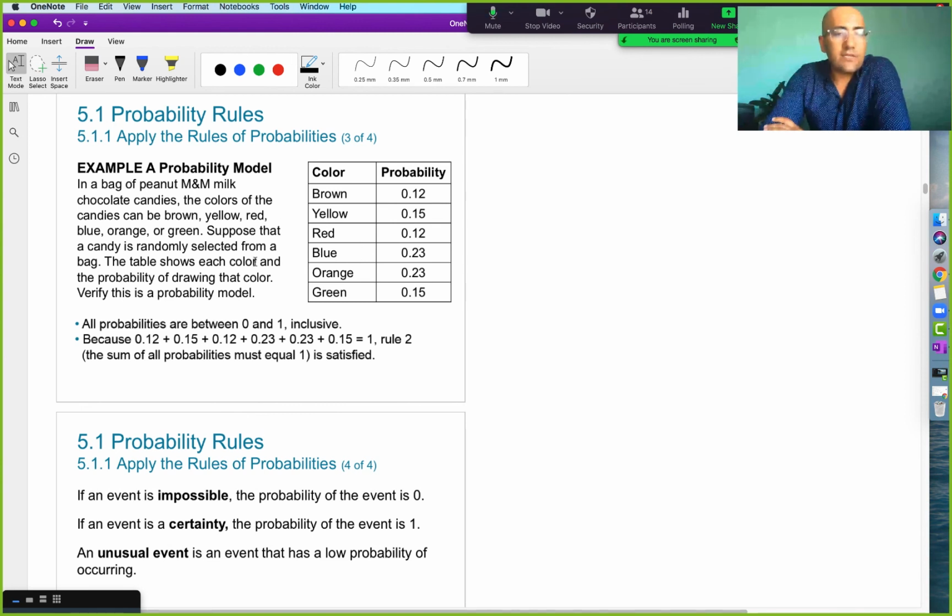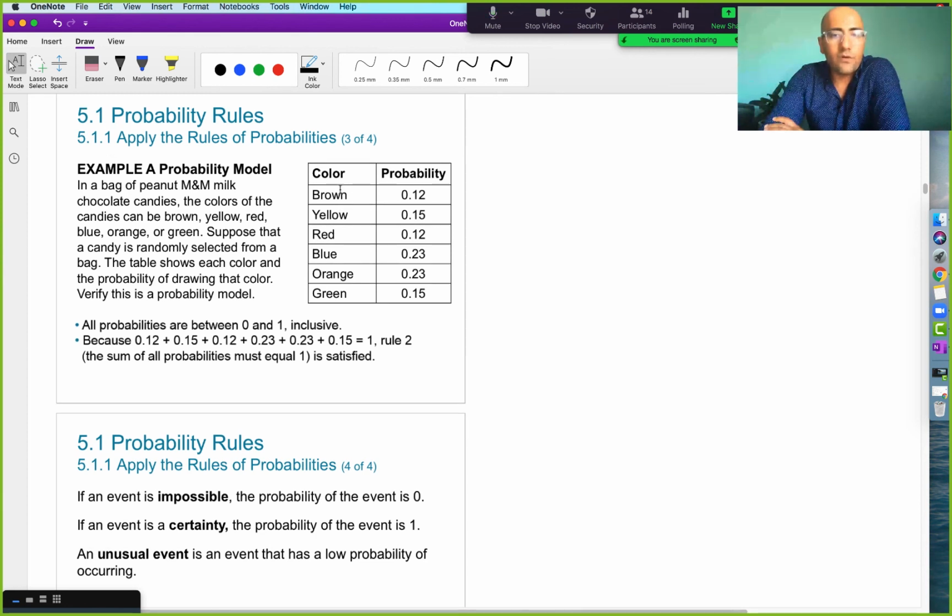Suppose that a candy is randomly selected from the bag. The table shows each color and the probability of drawing that color. Verify that the probability rules are being satisfied here. So the colors brown, yellow, red, blue, orange, green, and then we have an associated probability to each one of those colors. So if we randomly select one candy from this bag, this is telling us that there's a 12% chance that it'll be a brown one.